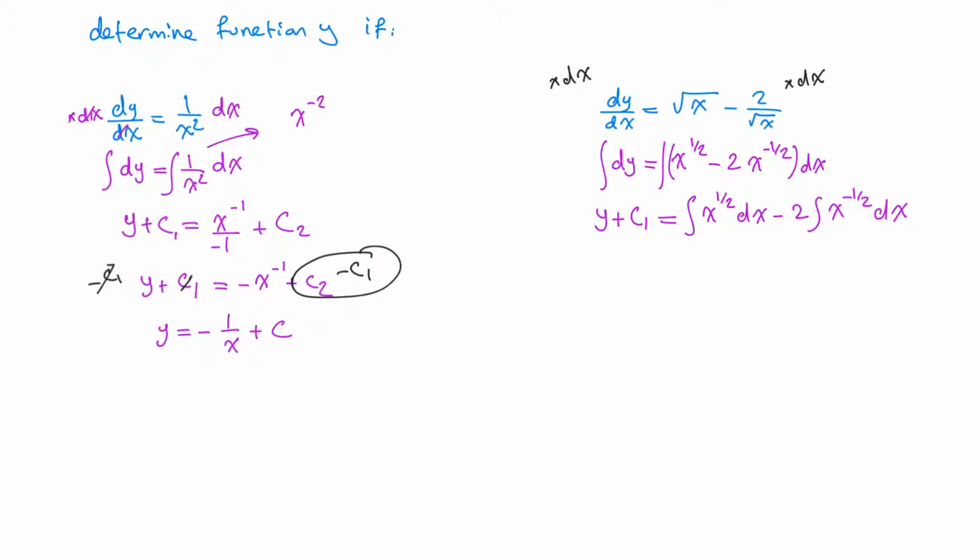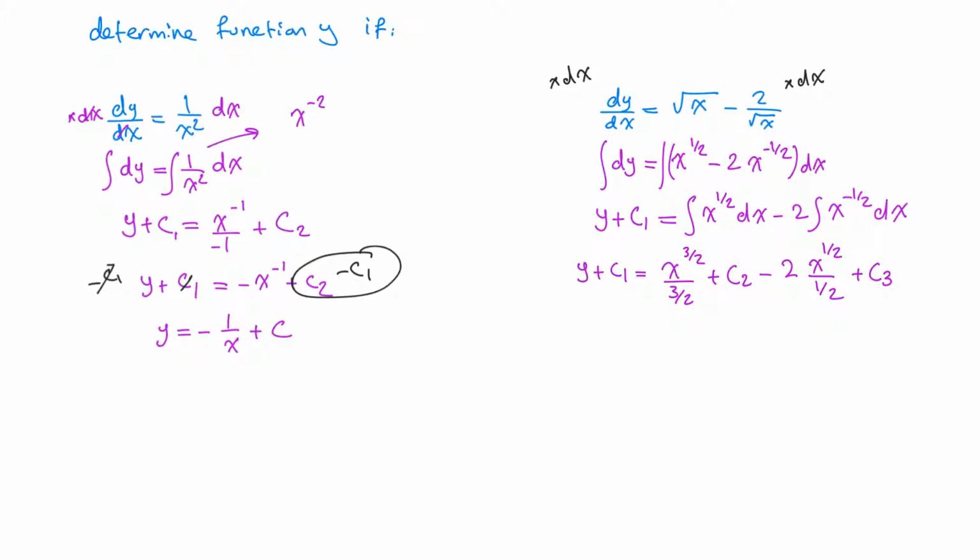And once I have this, I'm going to integrate, so I get y plus c1 is equal to x to the 3 over 2 over 3 over 2 plus c2, another constant, minus 2 times the integral of x to the negative 1 over 2, which becomes x to the 1 over 2 over 1 over 2, plus my third constant.